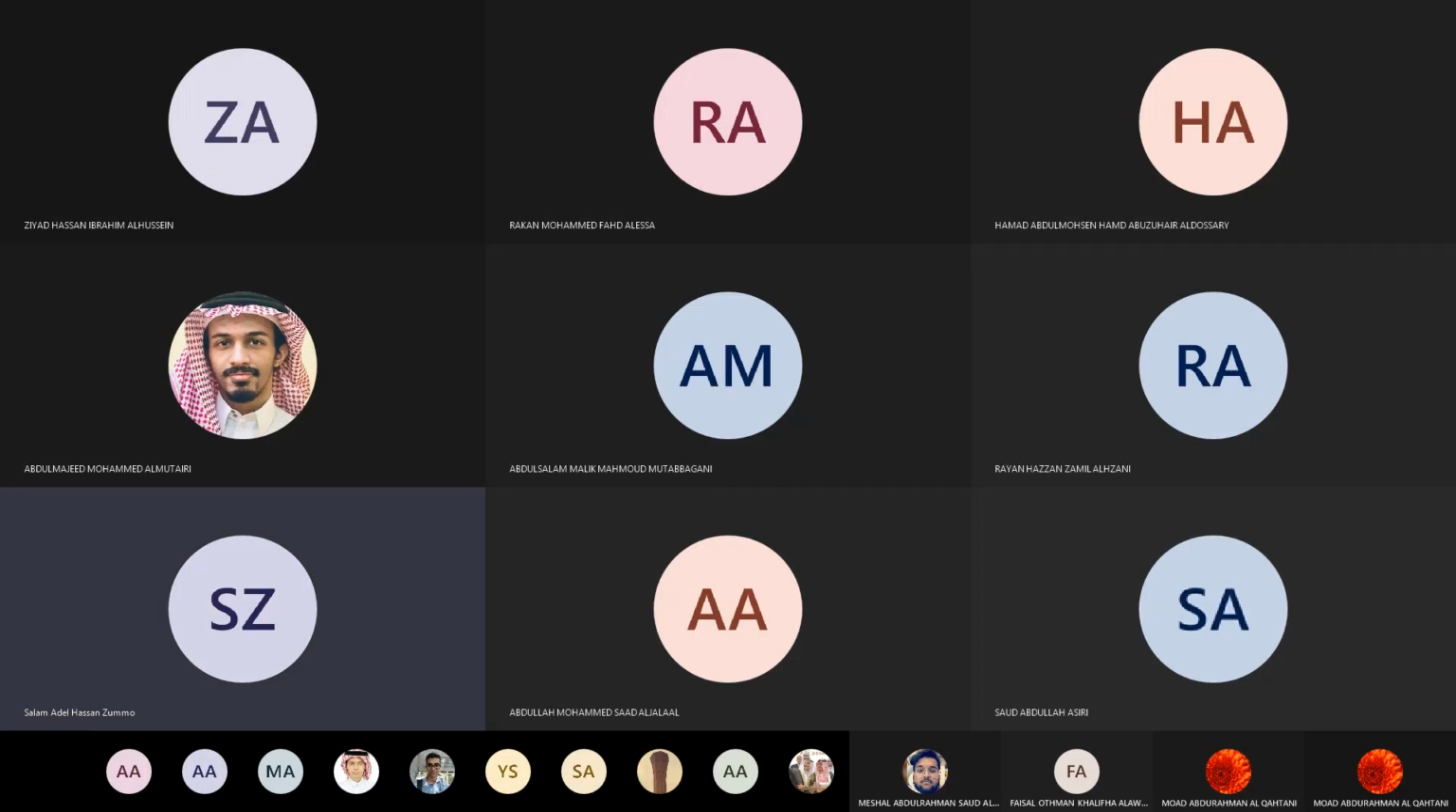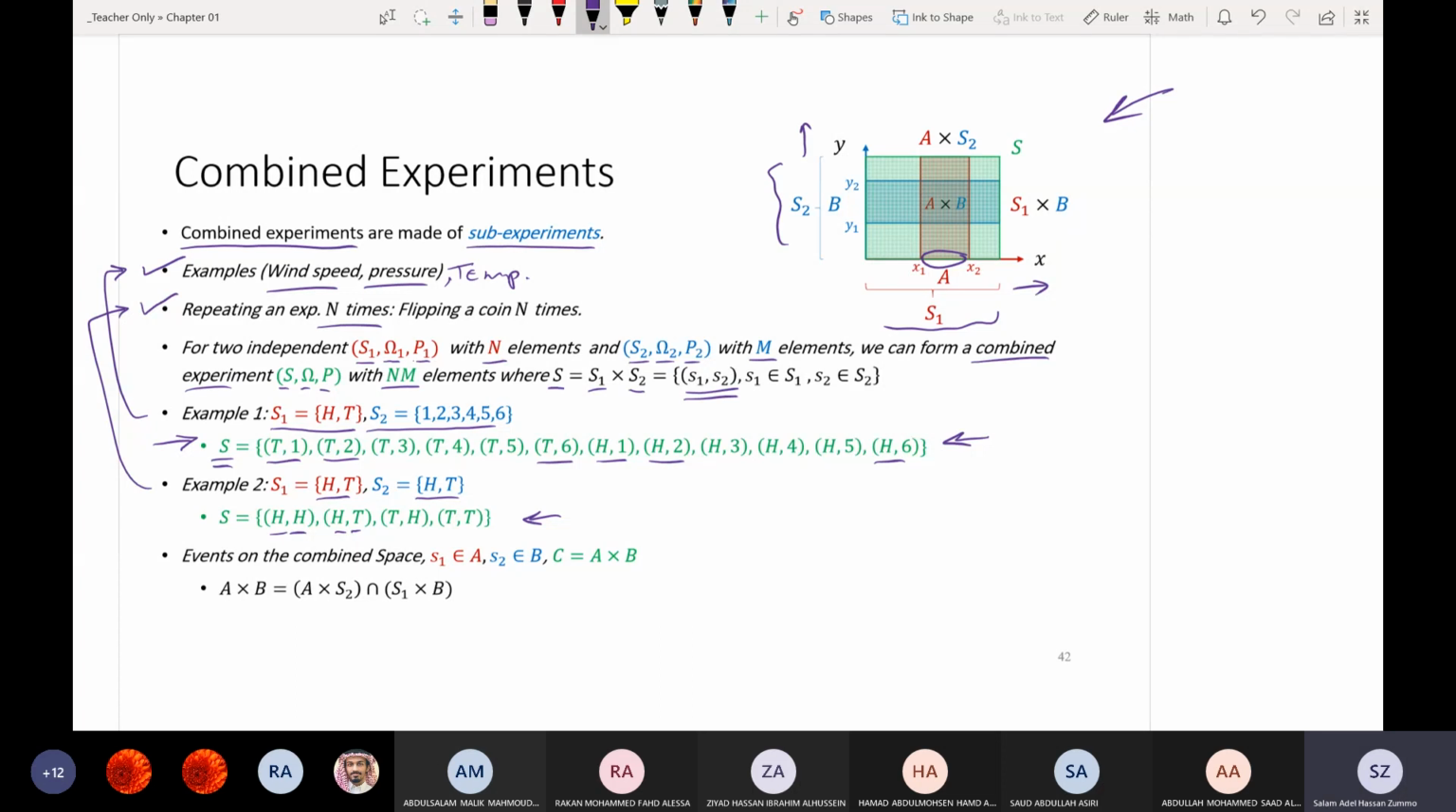Is defined from x1 and x2, between x1 and x2 in S1. And event B, for example, between y1 and y2 on S2. Then the combined event, we can call it C. C will have the elements of the set A product with the set B, which is the ordered pair, where the first element in every pair comes from A, the second element comes from B. And here, you can see in the square, this will be the event C.